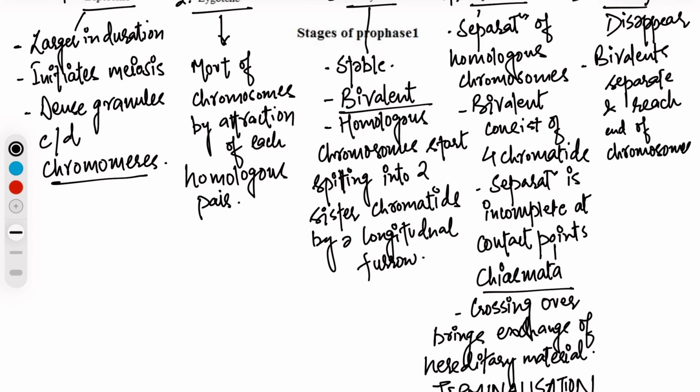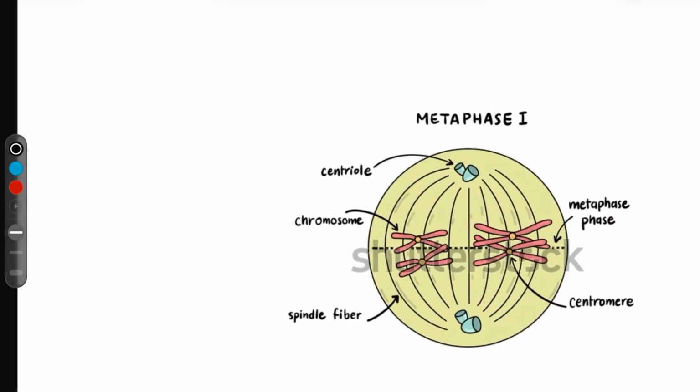Here nuclear membrane and nucleolus disappear. Bivalents separate and chiasmata reach the end of the chromosomes and also nuclear spindles start to form again. Next comes metaphase 1 after prophase 1. Here movement of the bivalents towards the equator of the spindle takes place. Means the bivalent starts moving towards the equator.